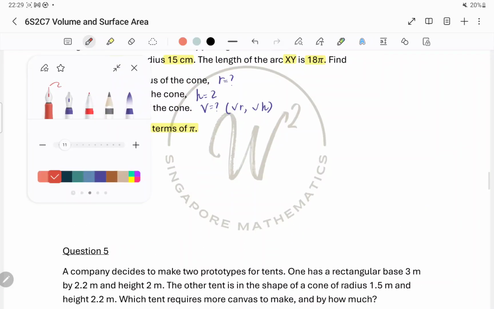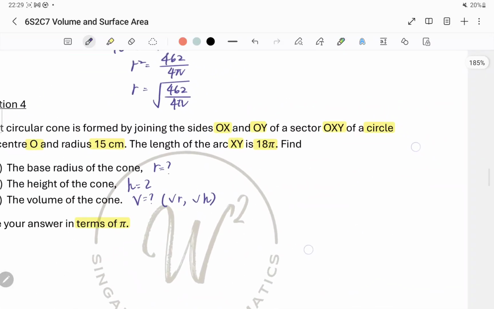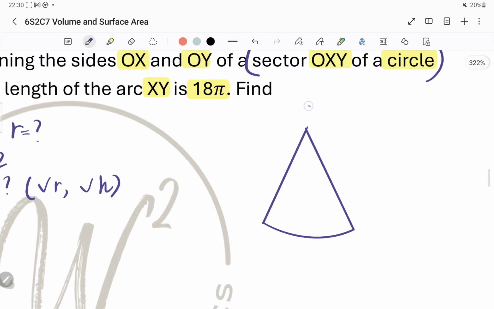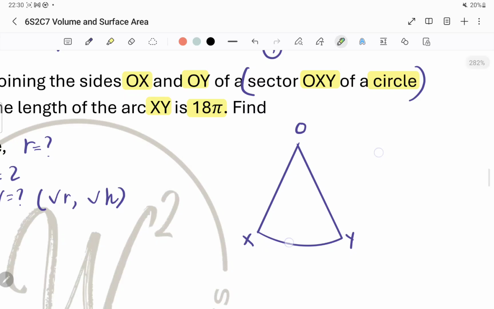In this case, let me draw it out for you. You have a circular cone formed by joining the sides of OX and OY. So I have a circle over here, and they tell you that OXY is a sector of a circle. So this is O, this is OX, this is OY. When you join these two ends together, you roll them together, it will form a cone.